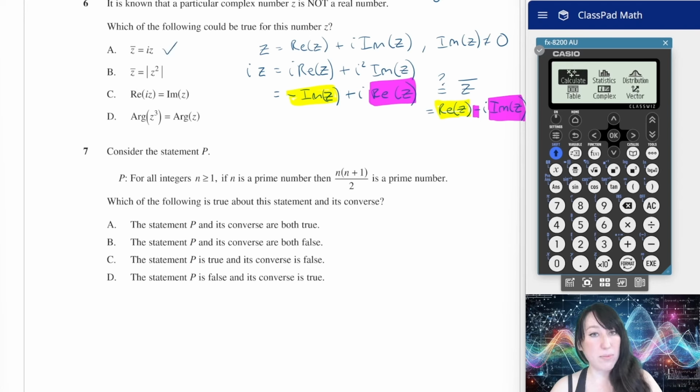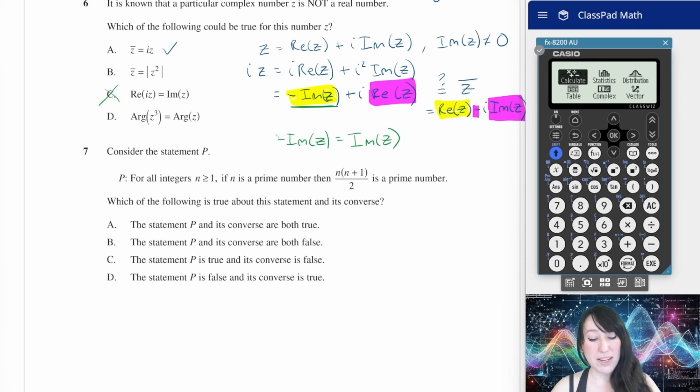Let's consider the other options. Option C involves I times z. So could the real component of I times z, which is the negative of the imaginary component of z, equal the imaginary component of z? And that's not possible if the imaginary component of z is not 0. So we can rule out option C.